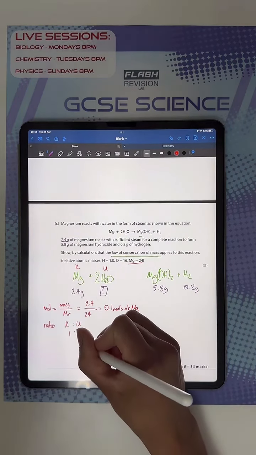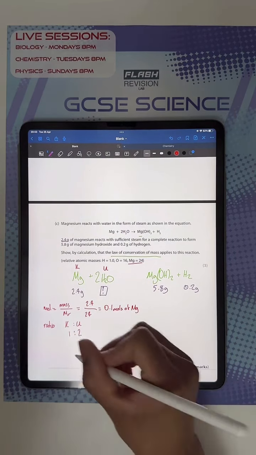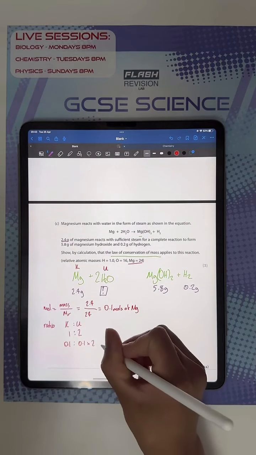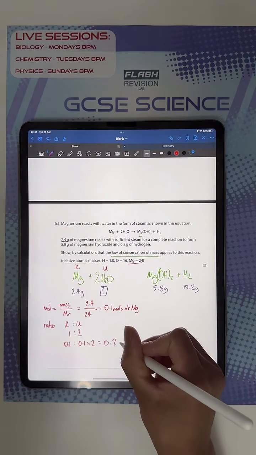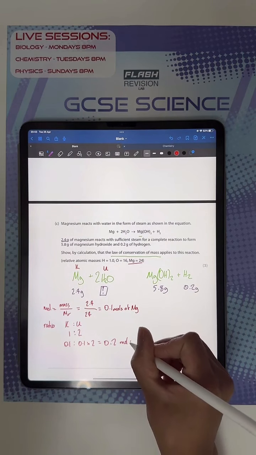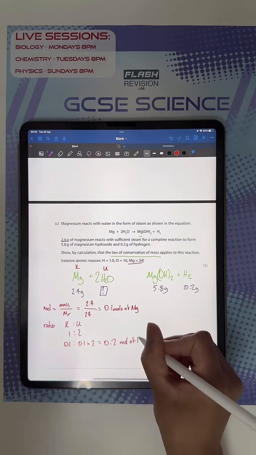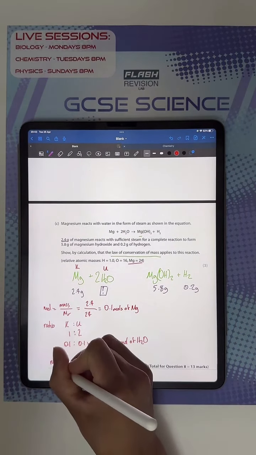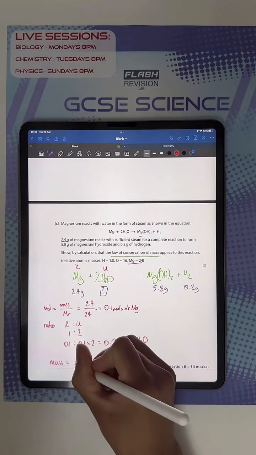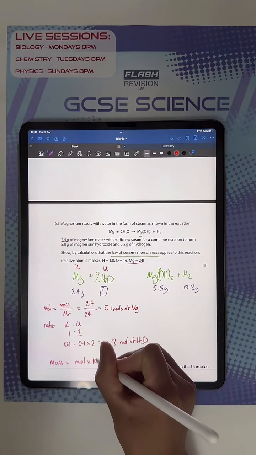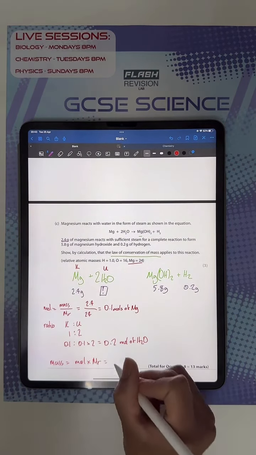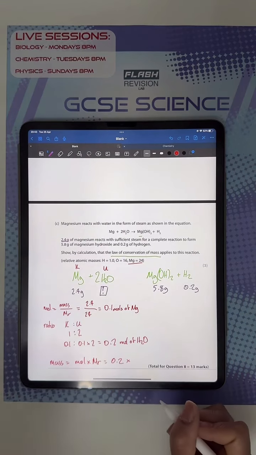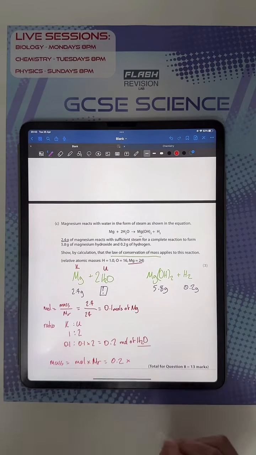So we do 0.1. Sorry, this is 0.1, isn't it? 0.1 for the known, and this is 0.1 times 2, which is 0.2 moles of water. Okay, and our final step is to do our mass calculation. Mass is equal to moles times Mr. So that's going to be 0.2 times, what's the Mr that we're going to use this time?